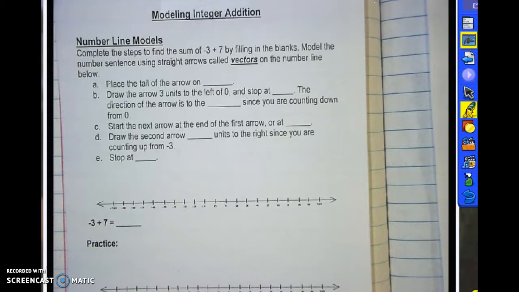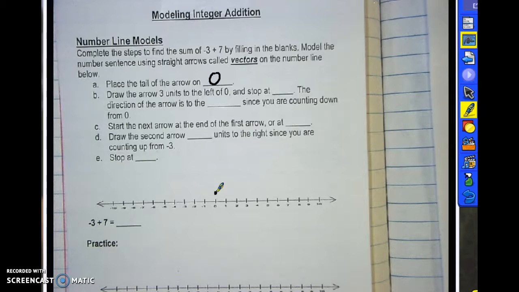Okay? So, complete the steps to find the sum of -3 plus 7 by filling in the blanks. Model the number sentence using straight arrows called vectors on the number line below. So the first thing we're going to do is we're going to place the tail of the arrow on 0. So I'm going to come to 0 on my number line, and I'm going to put a dot above 0. Now remember, I'm not graphing 0. I am starting this addition problem with my number line.